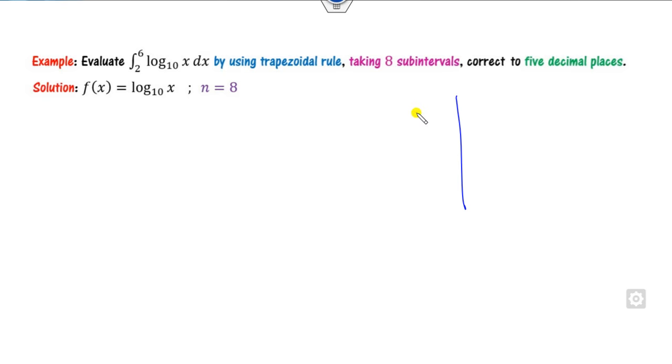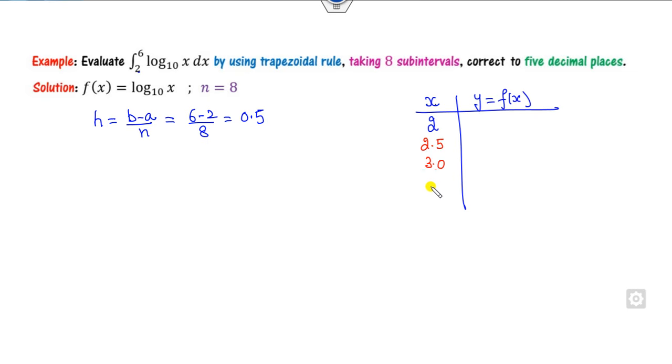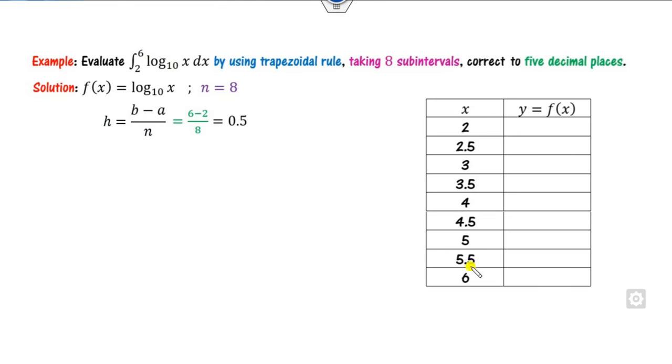Fine. Now you have to make the table of x and y equal to f(x). So the starting point is 2. What is h? We can find it as (b minus a) over n. So b is 6, minus 2, over 8. So that is 0.5. So we can add 0.5: 2.5, 3.0, 3.5 until we get the upper limit as 6. Now corresponding to x, we can substitute the value here and find the value of y. Similarly, when you substitute x as 2.5, we can get the value of y here.